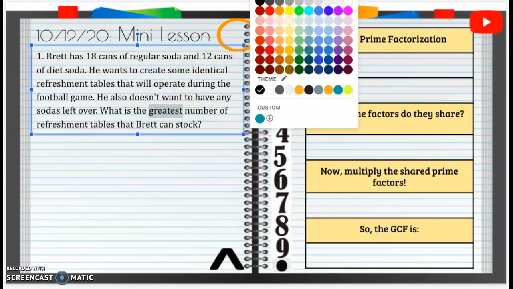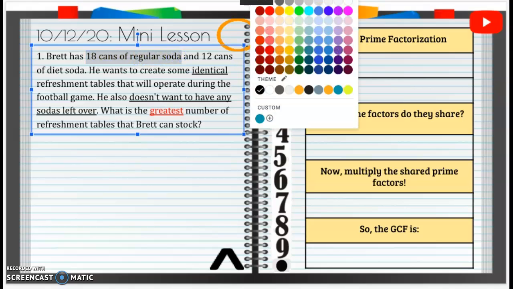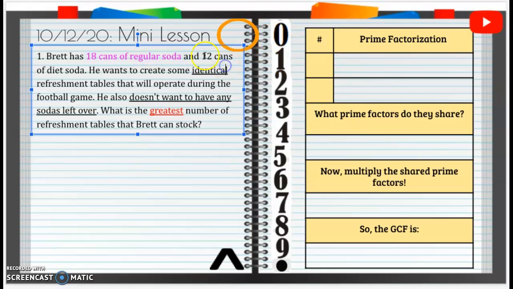So that keyword, greatest, and none left over, and some identical, those are all going to be keywords to when we find greatest. We need to find the greatest common factor. So we need to have 18 regular sodas, I'll put that in pink, and 12 cans of diet sodas.